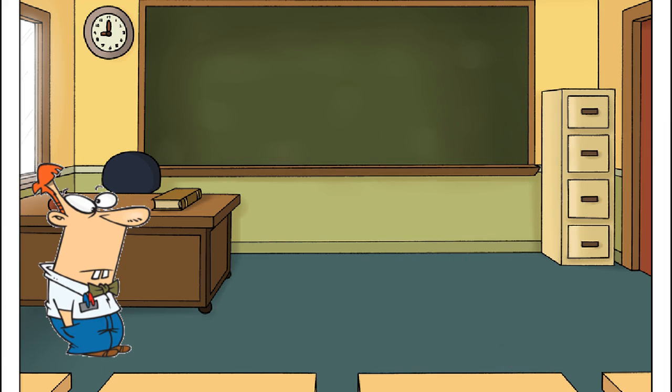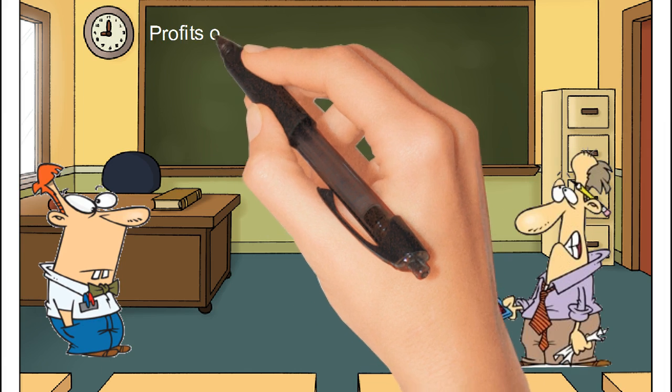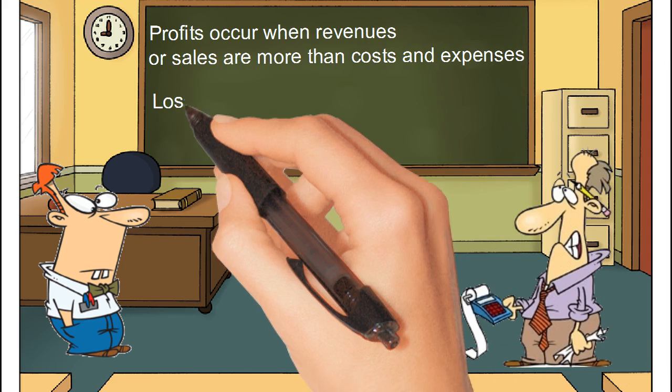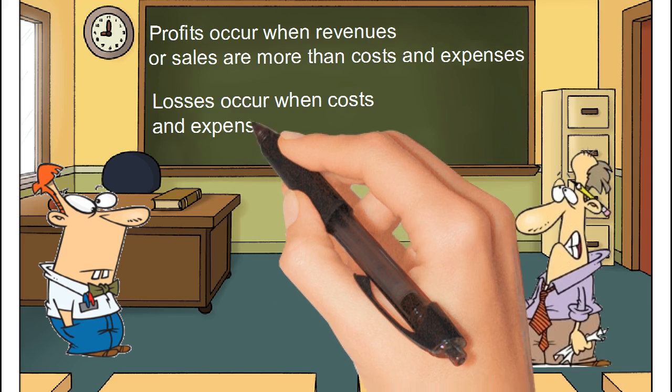What are profits and losses? Good question. Profits occur when revenues or sales are more than costs and expenses. Losses occur when costs and expenses are more than revenues.